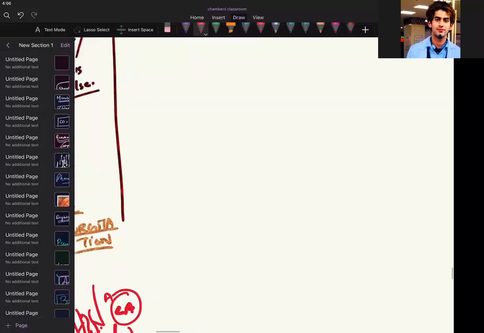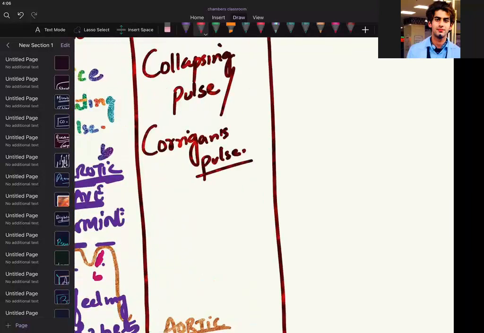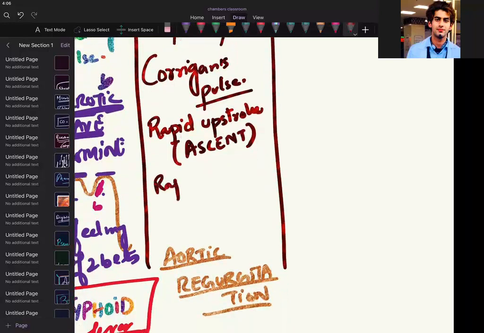If they ask you the meaning of collapsing pulse, please write: I have a rapid upstroke, or I can say ascent also. And I have a rapid downstroke. Can I say descent? Rapid ascent, rapid descent will be seen in the pulse wave.